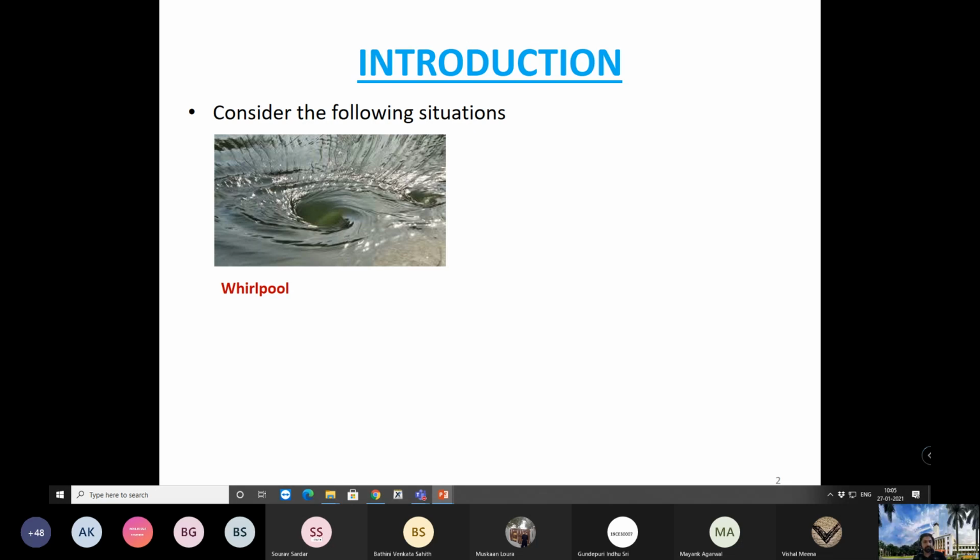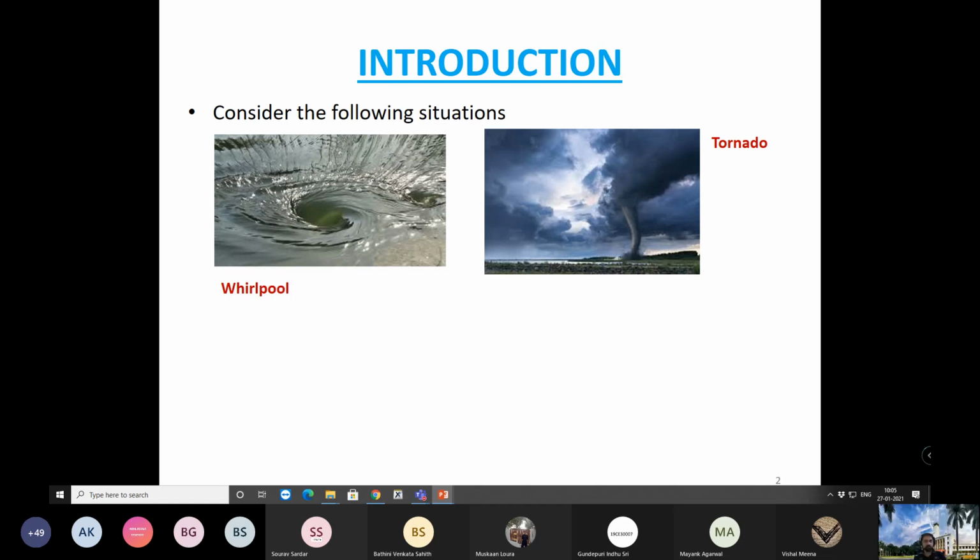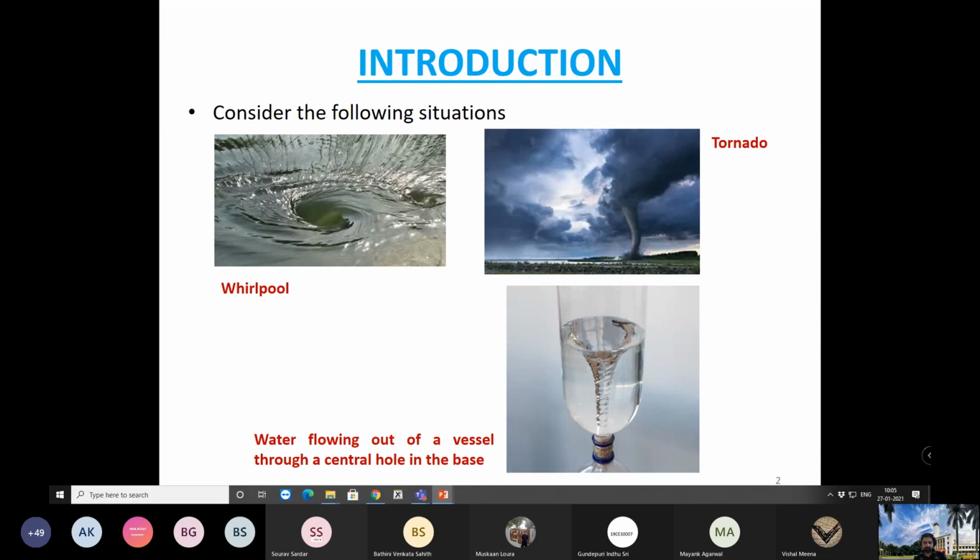You have seen a whirlpool, right? A whirlpool can be formed in many places, including oceans. You have seen a tornado, right? These types of figures you have seen before as well. And if there is a glass in which the water is, and there is a hole at the bottom, you have seen this type of motion, the water flowing out of the vessel through a central hole in the base, like this one here. Actually, you can do this experiment, it's very simple. There's a bottle here, and you can make this with a Coca-Cola bottle or something, and just make a hole at the base. You can see these types of motions.